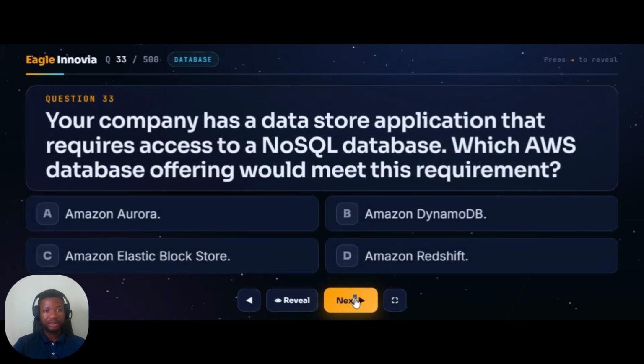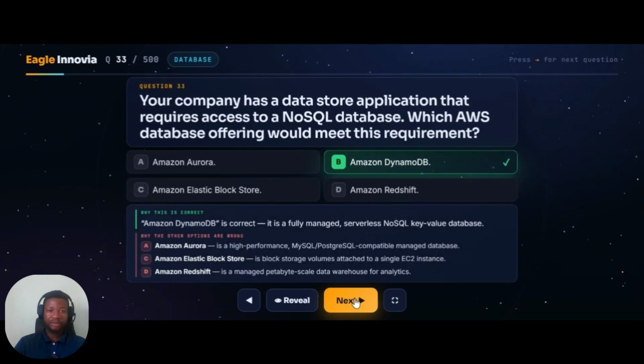Question number 33. Your company has a data store application that requires access to a NoSQL database. Which AWS database offering would meet this requirement? A. Amazon Aurora, B. Amazon DynamoDB, C. Amazon Elastic Block Store, D. Amazon Redshift. The answer is Amazon DynamoDB. It is a fully managed serverless NoSQL key value database.